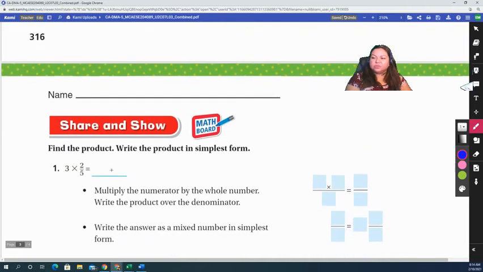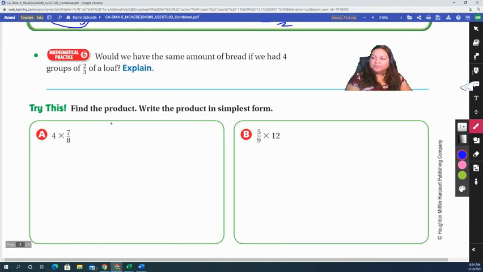And I want you to get used to this. When you have a whole number, remember that any whole number is the same thing as writing it as a fraction over one. So in this case, find the product and write the product in simplest form. So 4/1 times 7/8. When you're multiplying fractions, you're basically just going to multiply the numerator with the numerator and the denominator with the denominator.